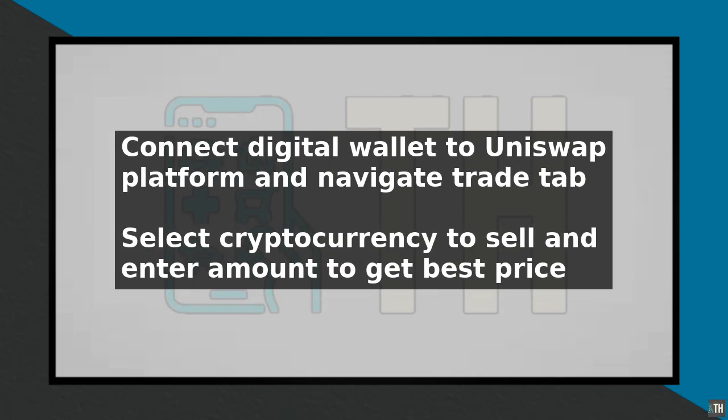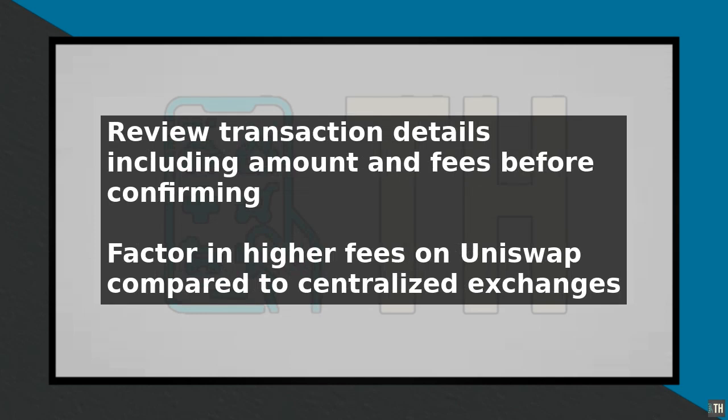Once your wallet is connected, navigate to the Trade tab and select the cryptocurrency you want to sell. Enter the amount you want to sell and Uniswap will show you the best available price based on the current market conditions. Before confirming the transaction, make sure to review the details, including the amount you are selling, the price, and the fees. The fees on Uniswap are typically higher than those on centralized exchanges, so factor that into your decision. After reviewing the details, confirm the transaction and wait for it to be processed.